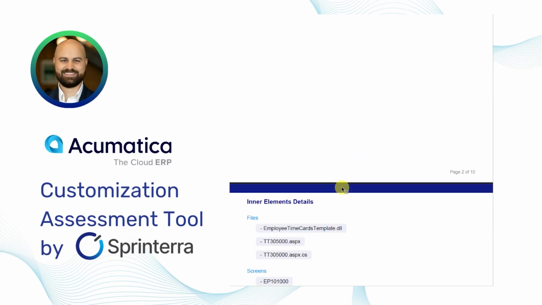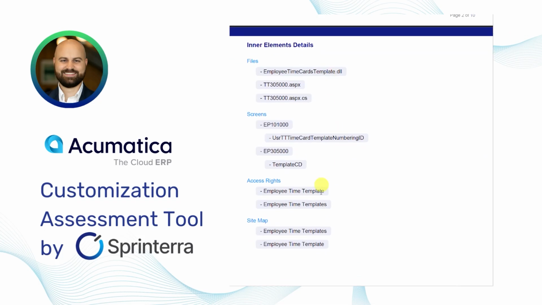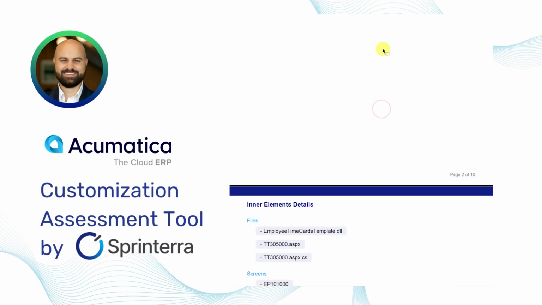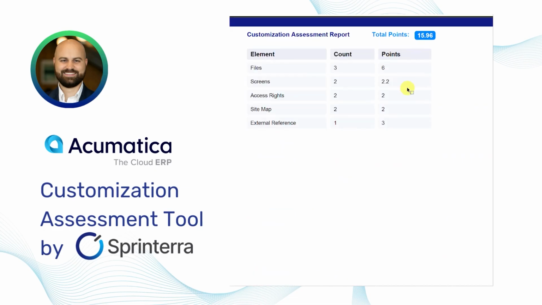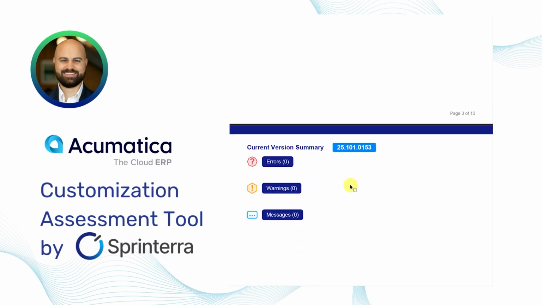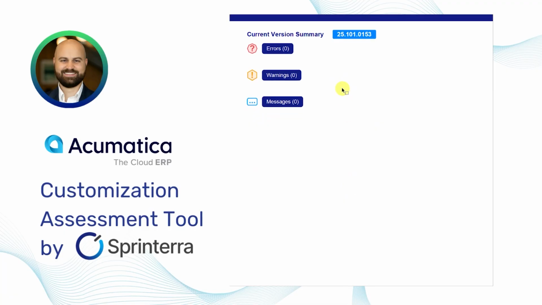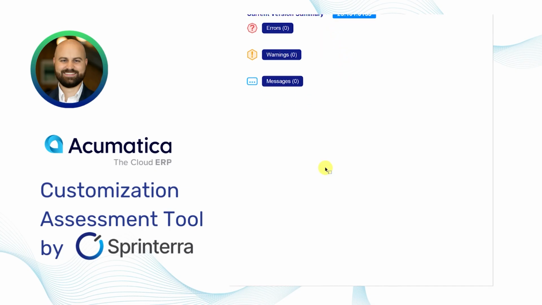And on the next page, it's going to go through in a little more depth what all of those elements are. These elements are what's used to grade this customization on complexity. So it's reached the 15.96 and extra small due to all the elements that make up the package. Further down here, you'll see a summary of errors, warnings, messages within the current version. In this case, there's none.